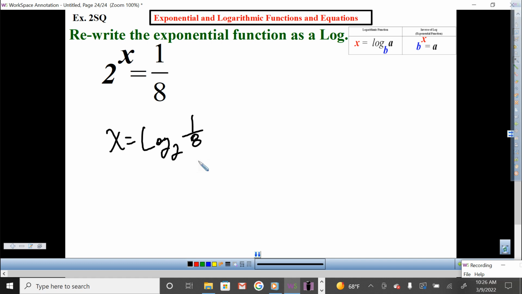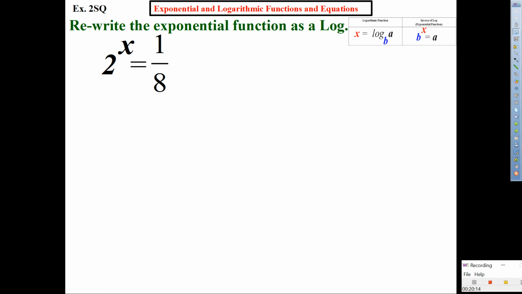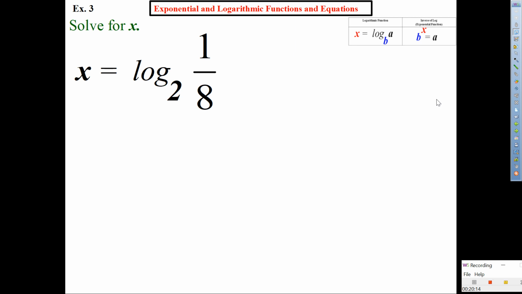All right, so now that we're done with the basics, notice that we haven't solved anything, we just rewrote it, right? Okay, now we're going to solve them. Here we go, copy this. Example 3, instructions solve for x, and they give us x equals log 2 to get 1/8. Once again, now we are solving.